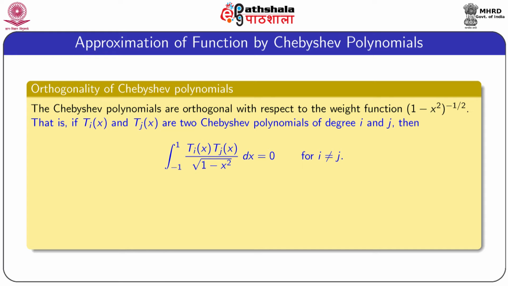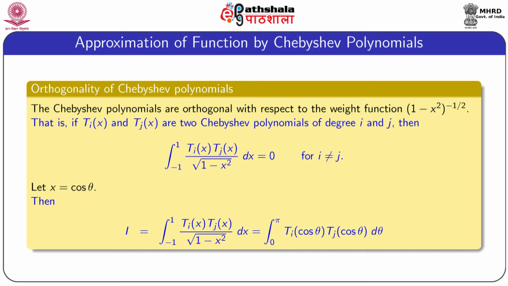If the polynomials Ti(x) and Tj(x) are orthogonal with respect to the weight function (1 − x²)^(−1/2), we have to prove that the integral from −1 to 1 of Ti(x)Tj(x) divided by √(1 − x²) dx equals 0 for different i and j. If i and j are equal, then the value of this integral is non-zero. To prove this result, we consider x = cos θ.